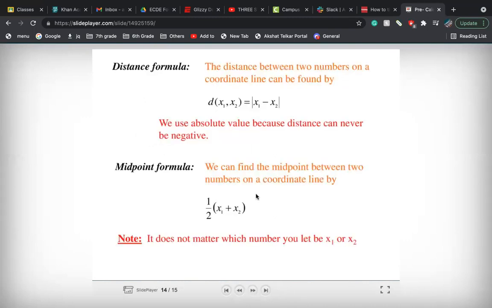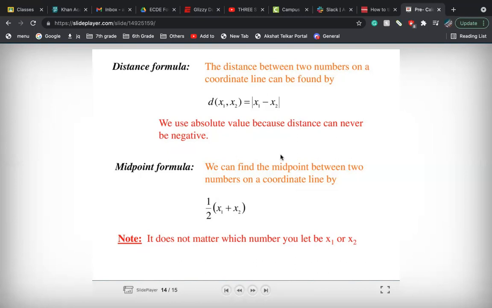Now we're going to go over the distance formula. This is really essential, especially in graphing as well. The distance between two numbers on a coordinate line can be found by, and this is where the absolute value comes in, so suppose you have the point 2, 3 on a graph, and you want to find the distance between 2, 3 and 4, 5. You're going to use this absolute value function to determine the distance, and make sure that this distance can never be negative. This is very key right here. Distance can never be negative.